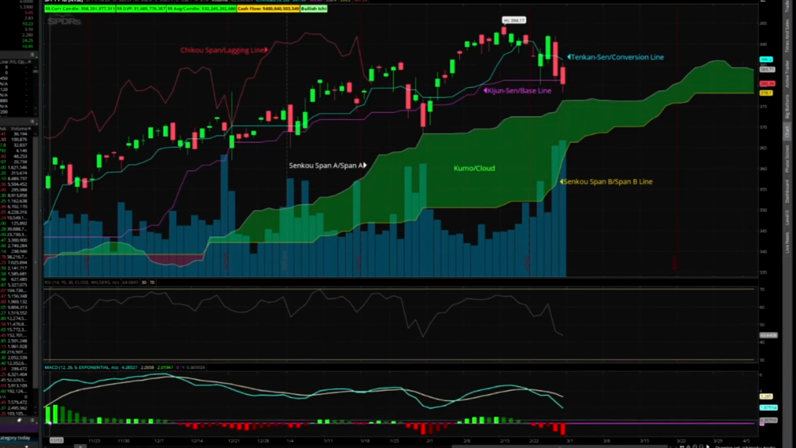Now, the light green bars, dark green bars, light red bars, dark red bars over here, this is the histogram. So essentially, when the green bars are light green, that means the current bar has more bullish momentum than the previous bar that came before it. As you can see, this green bar has more bullish momentum than the previous green bar. This next green bar also has more bullish momentum than the previous green bar.